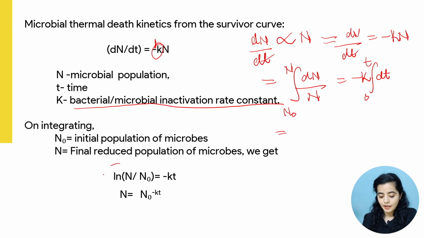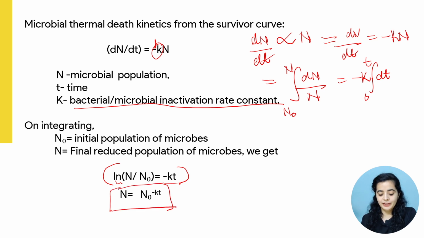Therefore we get ln N by N0 is equal to kt. Thus on integration we get ln of N by N0 is equal to minus kt. When we take the exponential form, or we take the base e, we get the formula N is equal to N0 raised to power minus kt.